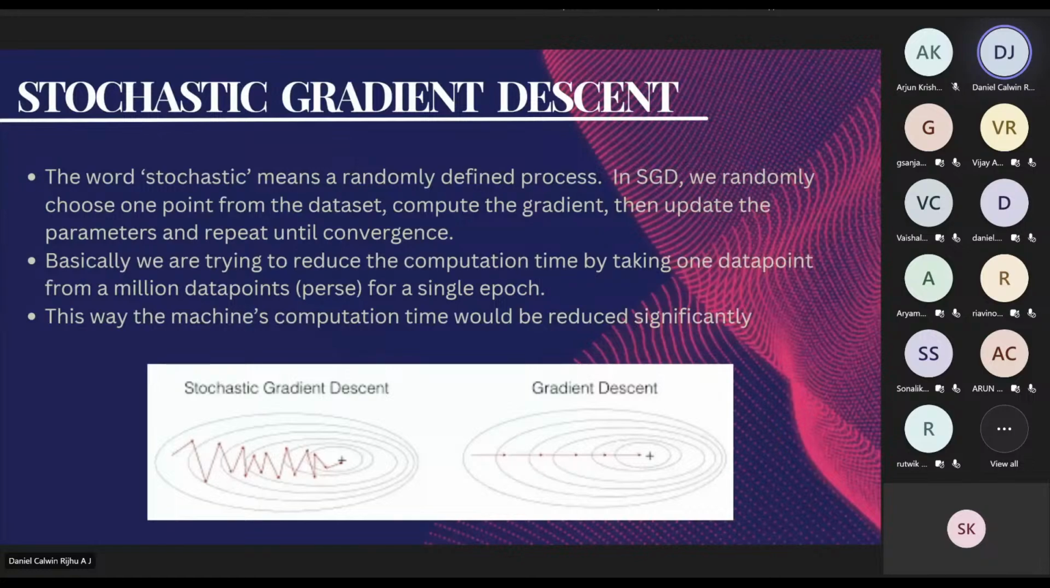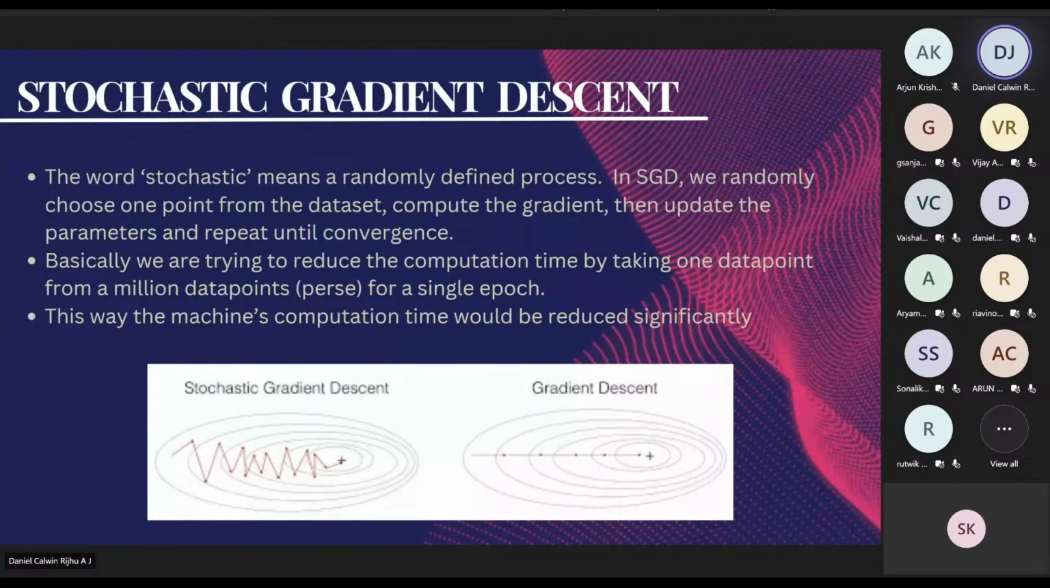Whereas in stochastic gradient descent, since we have 10 parameters, we'll choose one random parameter out of those 10 parameters. Let's say we are taking the 7th parameter. We are going to calculate the gradient descent for that 7th parameter. And with that gradient descent, we are going to update the remaining parameters, which is to say from parameter 1 through 10. So I hope you guys got the difference between stochastic and normal gradient descent.